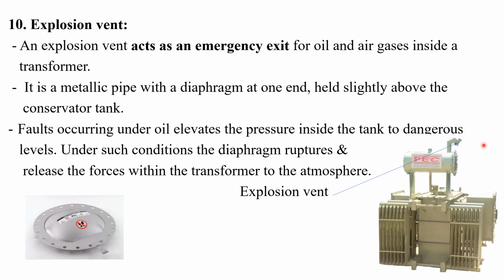Okay, so the explosion vent will act as an emergency exit for the oil and the air gases present in the transformer tank. It is a metallic pipe with a diaphragm at its end. You can see that these portions are the diaphragm, normally known as the diaphragm.